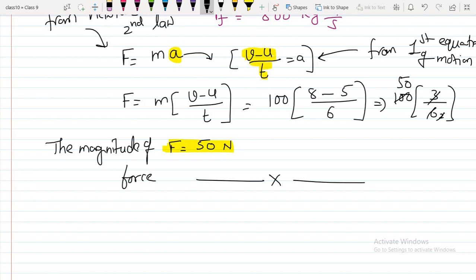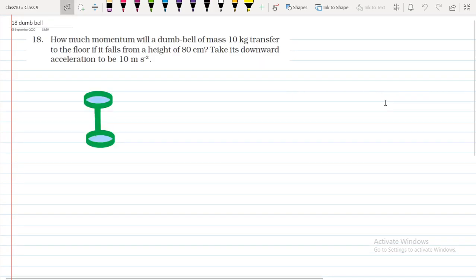Yeah, let's try one more problem. How much momentum will a dumbbell ball of mass 10 kg transfer to the floor if it falls from a height of 80 centimeter? Take the downwards acceleration to be 10 meter per second square. Suppose this is a dumbbell.